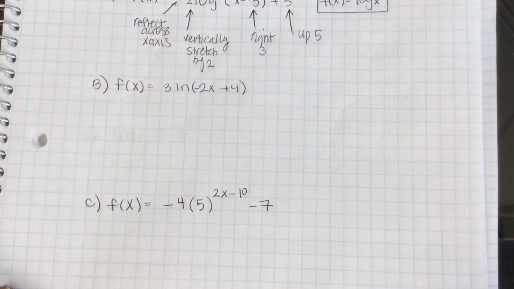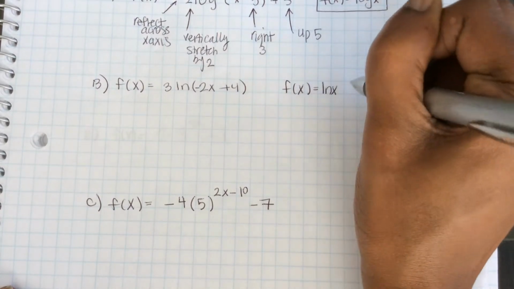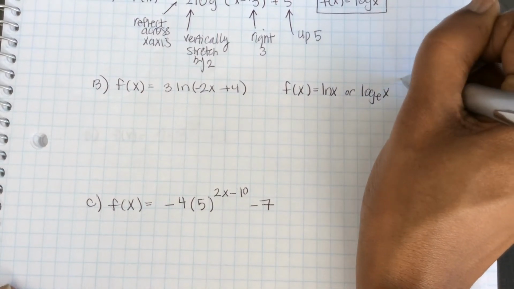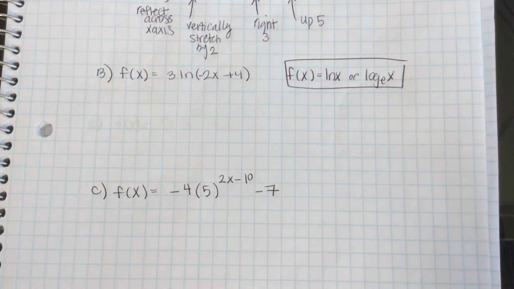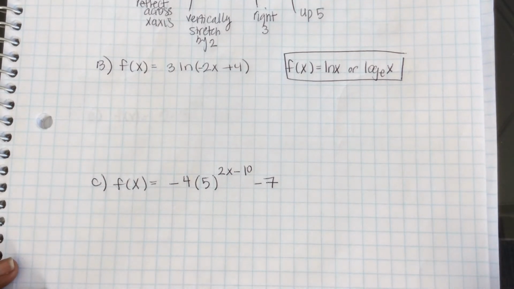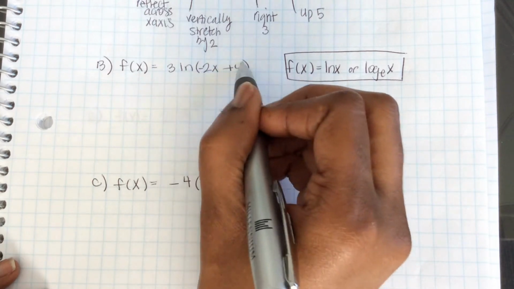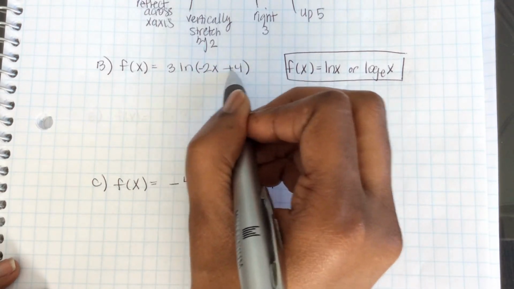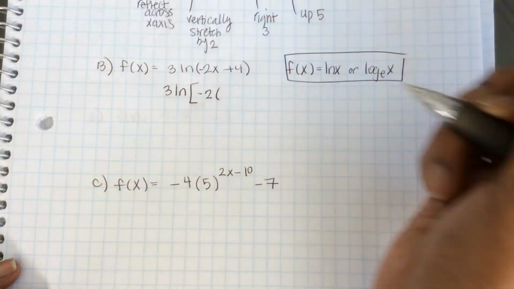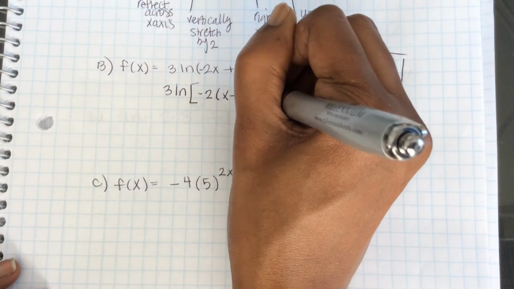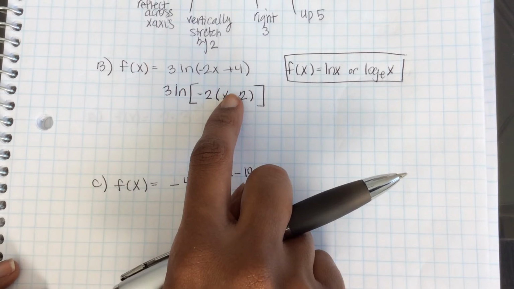So in part B, my parent function is f of x equals ln x, or log base e of x. Remember, those are equivalent statements. So now I need to identify what transformations are being done to it. So first here, I see this negative 2, but I need to know what is being added or subtracted from only my x. So this is going to be negative 2 factored out, and it's going to leave x minus 2. So now I can see my horizontal shift alone.